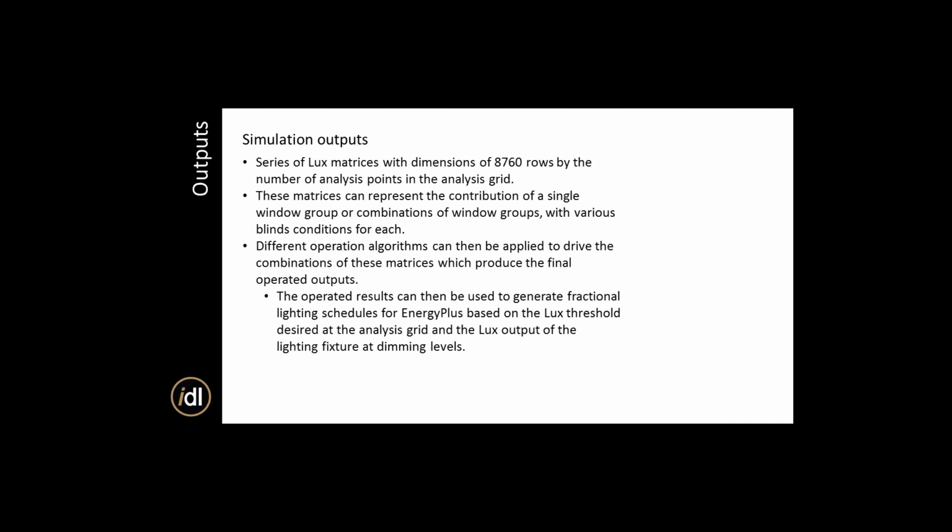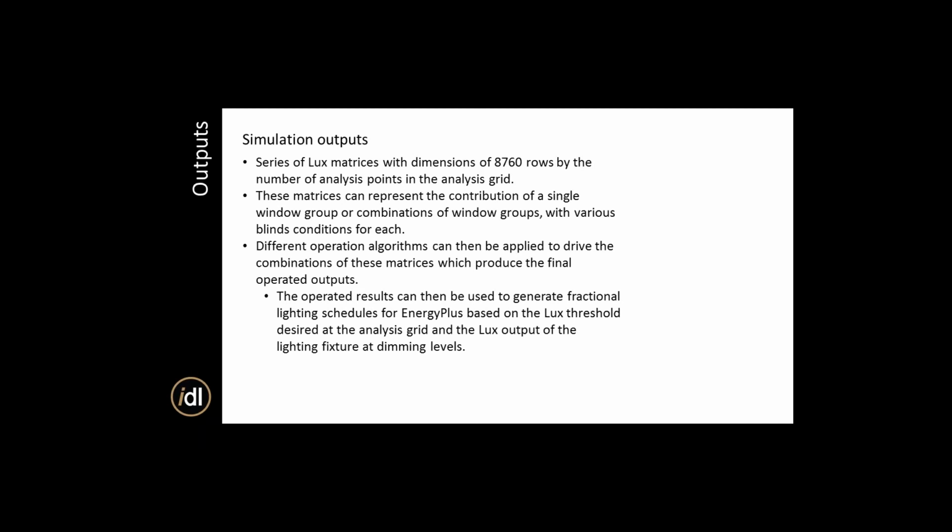Okay, so these matrices, again, can represent the contribution of one window group or a combination of window groups for one particular blind condition. That would be one matrix. Different operation algorithms can be applied to drive different combinations of those matrices. So if we simulate two window groups for open and closed, that would be 4 matrices. And then we would apply a logic, or blind switch A, B, or LM83, to determine what condition is window 1, what condition is window 2, and then combine those two to get our overall plot.